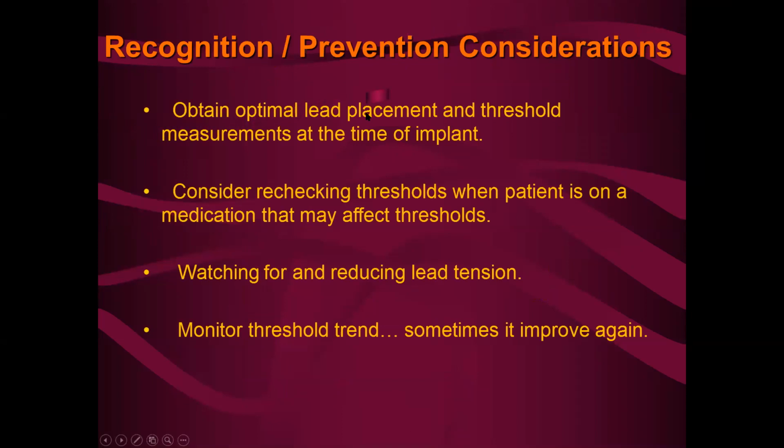So what are the ways that we can ensure that we don't encounter problems with loss of capture? The first thing, at the time of implant, is to make sure that we put the lead in the location where we get the best threshold measurement, meaning the lowest amount of output needed to capture the heart muscle. And you want to be rechecking thresholds if the patient is starting on a medication that can change the thresholds.